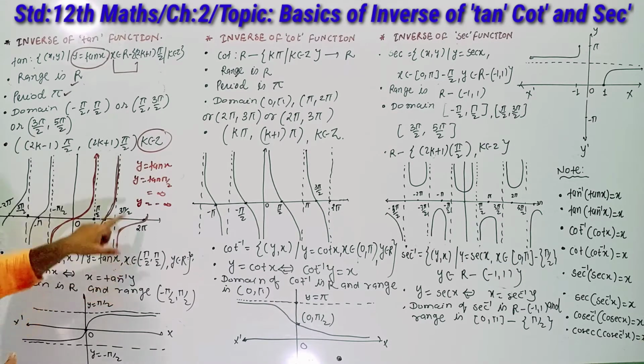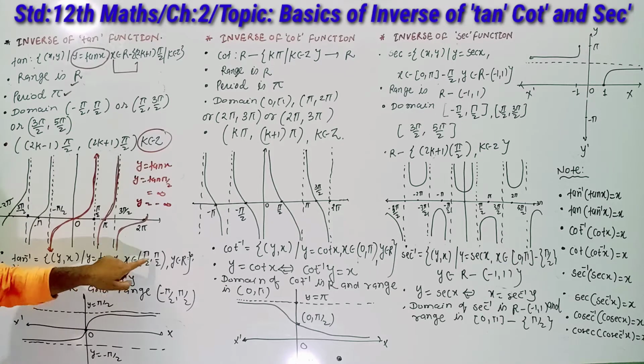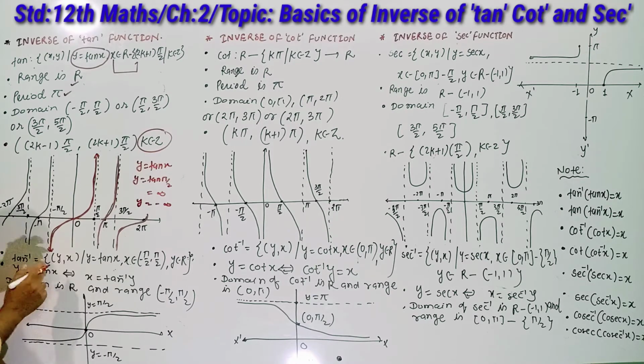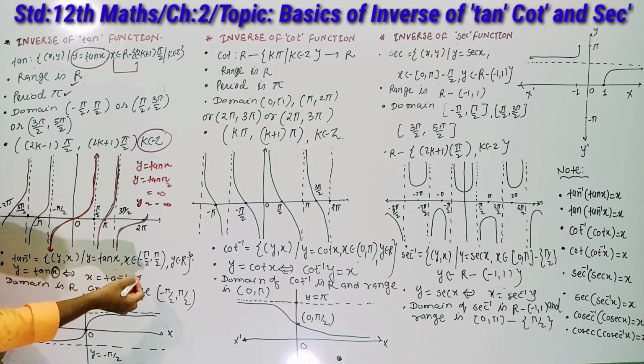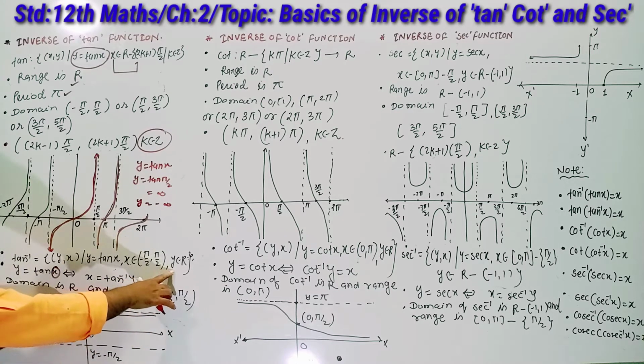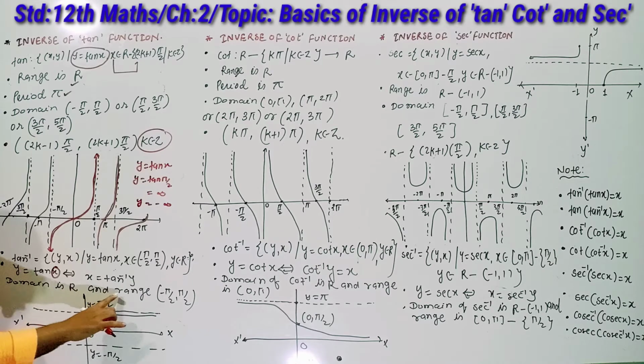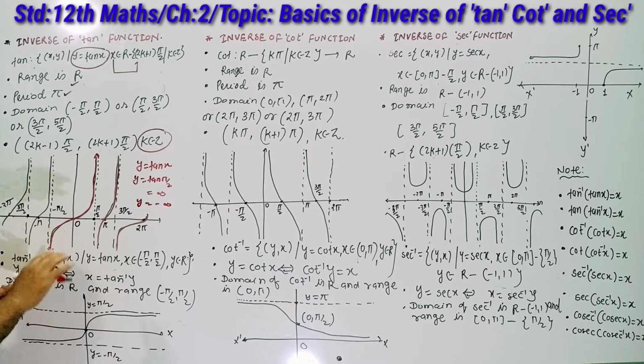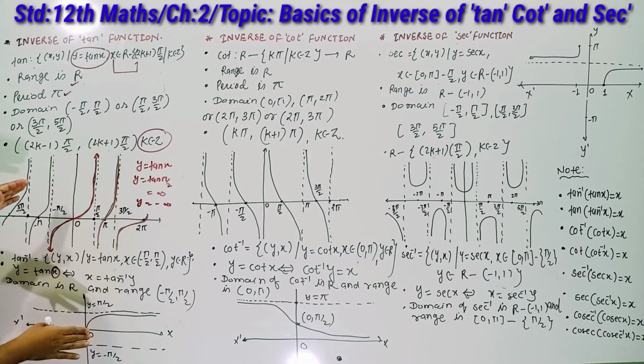Initially x belonged to minus pi by 2 to pi by 2, and y belonged to the real numbers. Okay students, so if y is equal to tan inverse x, then x is equal to tan inverse y. So the domain becomes what? The range. Initially the range of y was the real numbers. Now the domain becomes R and the range becomes the old domain. Okay students, so you can rotate it like that, right?